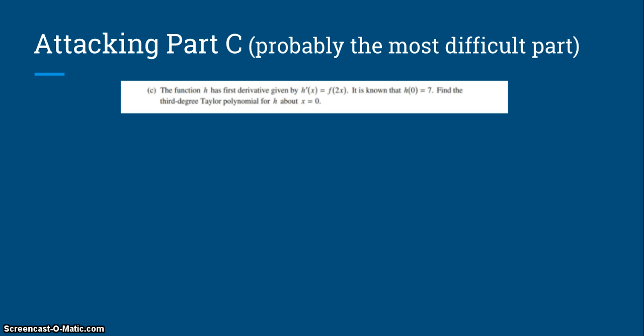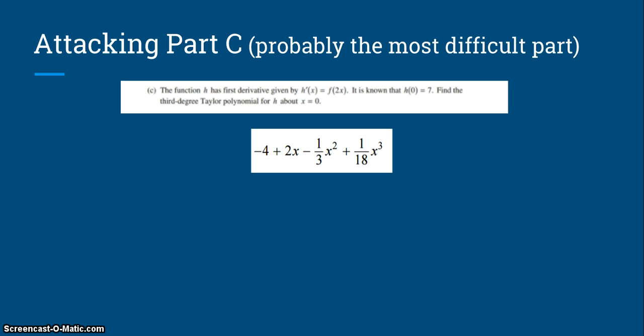Segments of the FRQ that was required. So, it has a relationship h prime of x equals f of 2x, and it's known that h of 0 equals 7. So we've got to find h. Now, what's the relationship between h prime of x and f of x?